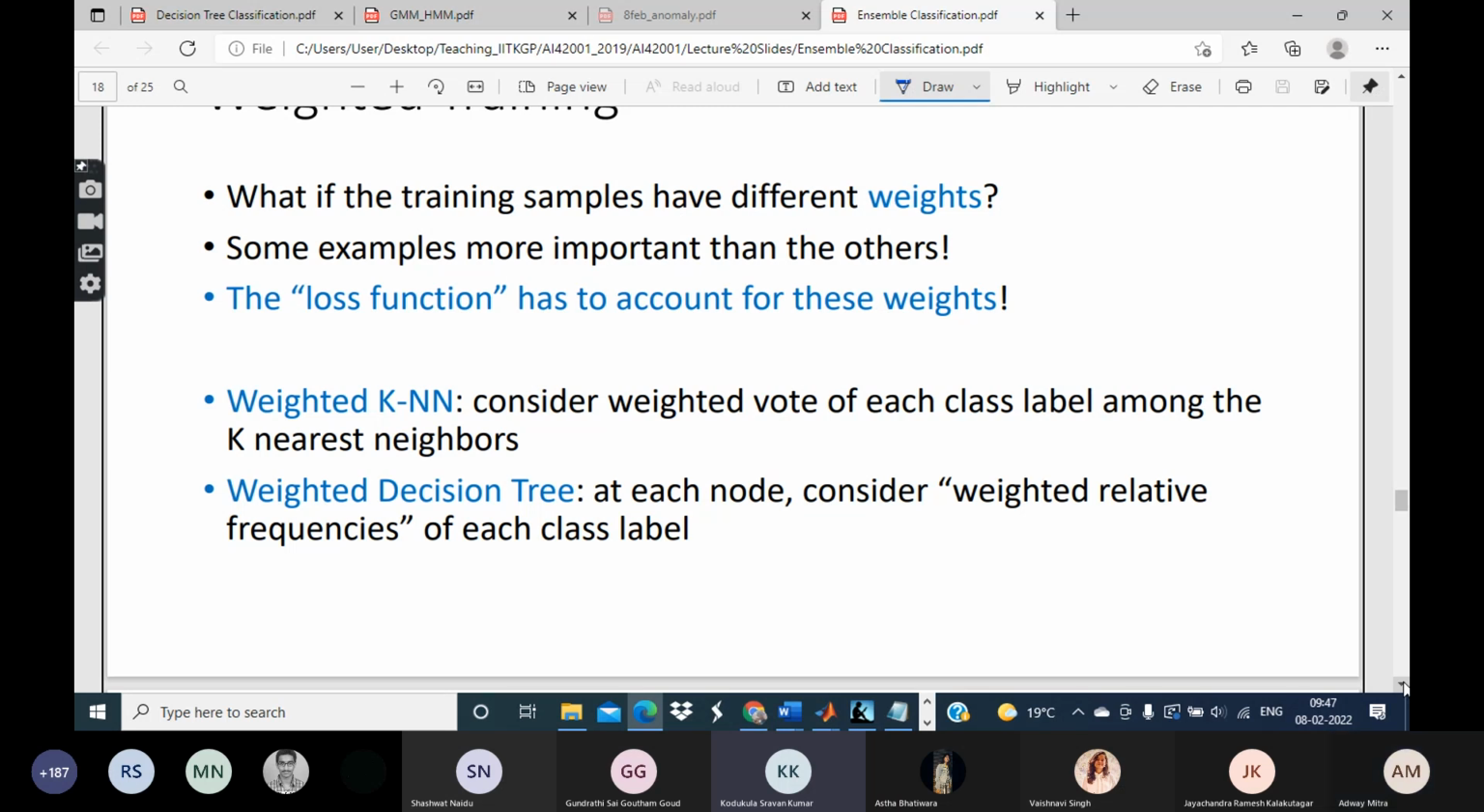Whenever any kind of classifier is trained, there is a loss function which has to be minimized. So the loss function has to account for these weights when it is being trained. If the same example is appearing 3 times, it effectively means that if a mistake is made on that example, it is essentially equivalent to making 2 or 3 mistakes rather than one. And of course we want to minimize the loss function, so we will try to minimize the number of mistakes.